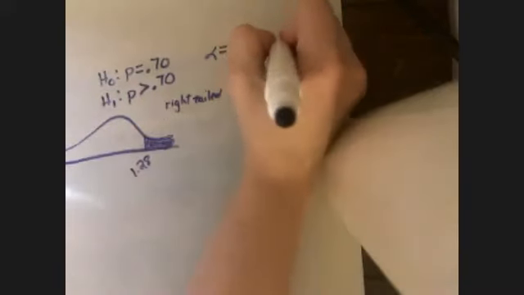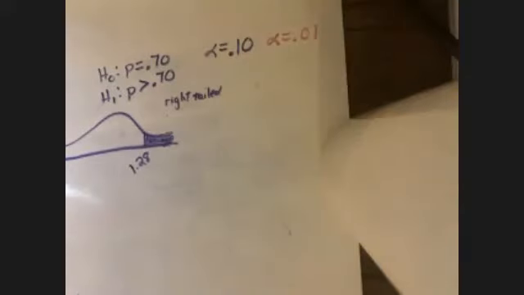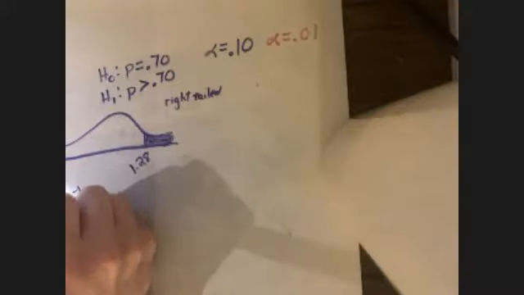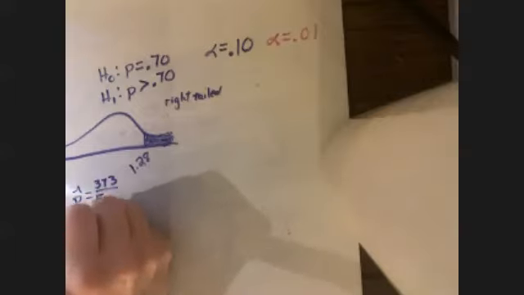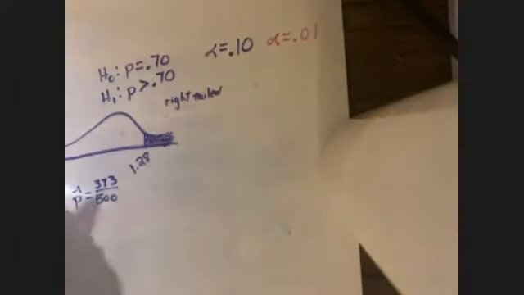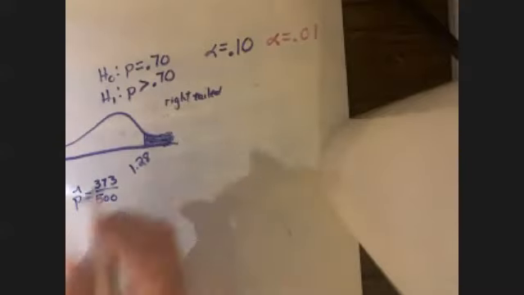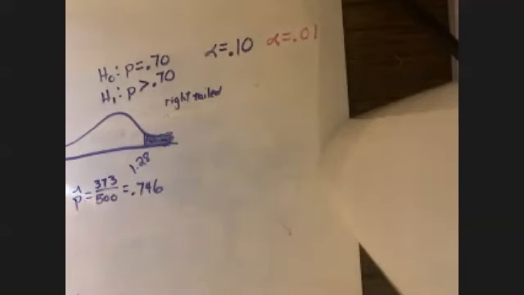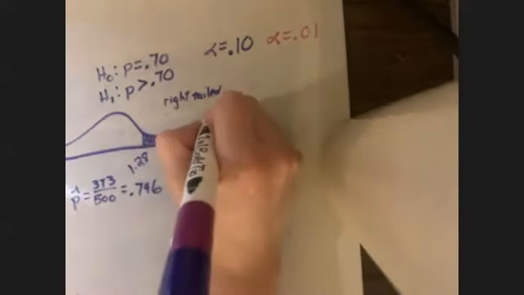And again, let me switch this color out to alpha is 0.01 so that you'll know when I change colors. When I change colors, I change alphas. Now, the next thing that I need to do is find a couple of values. So p hat is going to be 373 divided by 500, and that is going to be 0.746.